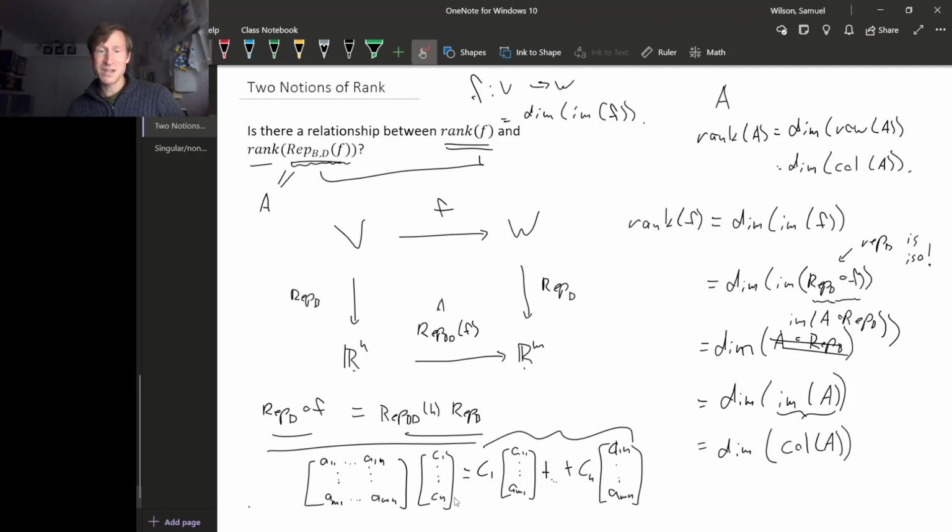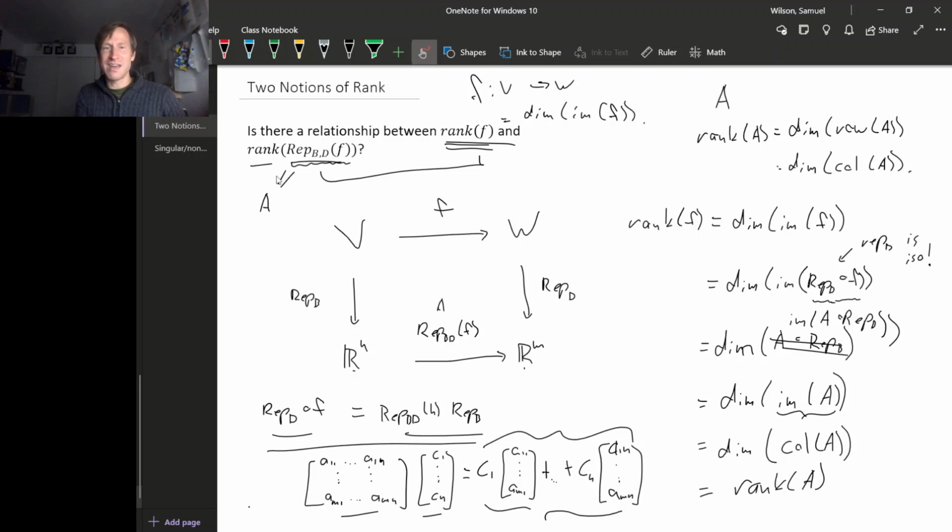Because here we've exhibited what you can get by doing this matrix vector multiplication. You get exactly the same thing as all linear combinations of the columns of A. So the image of A is really the column space of A. And what is the dimension of the column space of A? It's the rank of A. And so we're done, right?